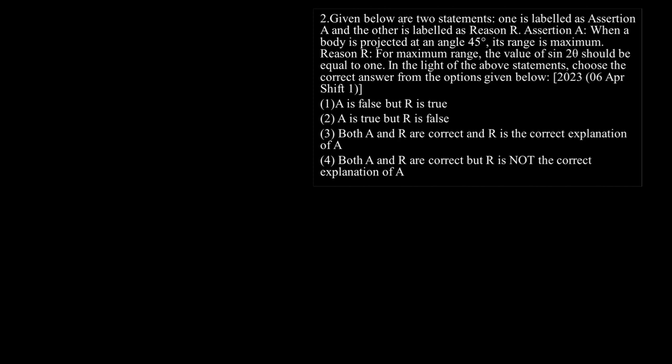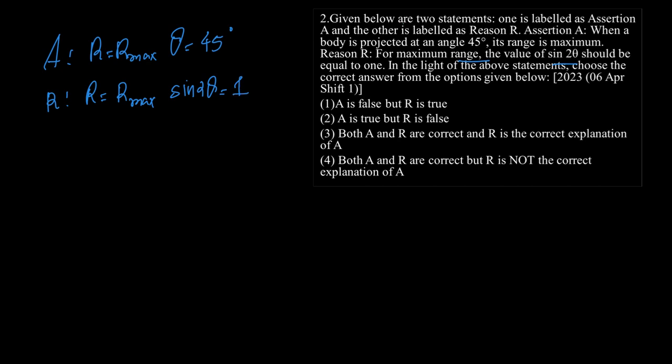So let us try to understand what's given. The assertion says that range is equal to range max when theta is equal to 45 degrees. And the reason says that for maximum range, when R is equal to R max, the value of sine 2 theta should be equal to 1. So how will you find this out? What is range R equal to? R is equal to u square sine 2 theta the whole upon g.